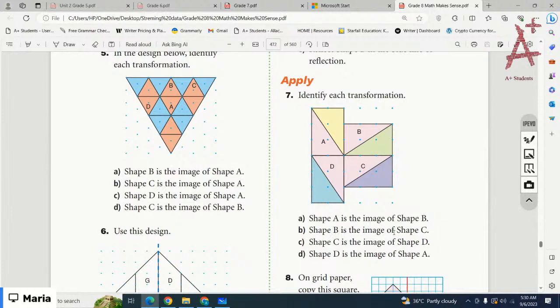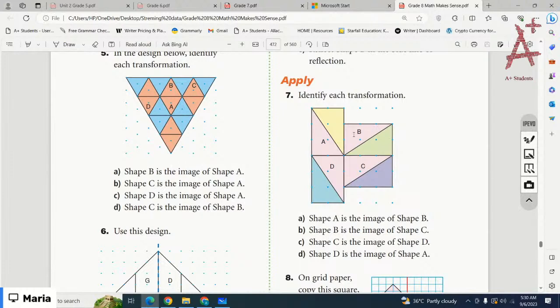Shape B is the image of shape C. Here is B. B is the image of C, right? So this one, shape B is moved 2 units upward, right? That means B is translated. That is a translation from C to B, right?